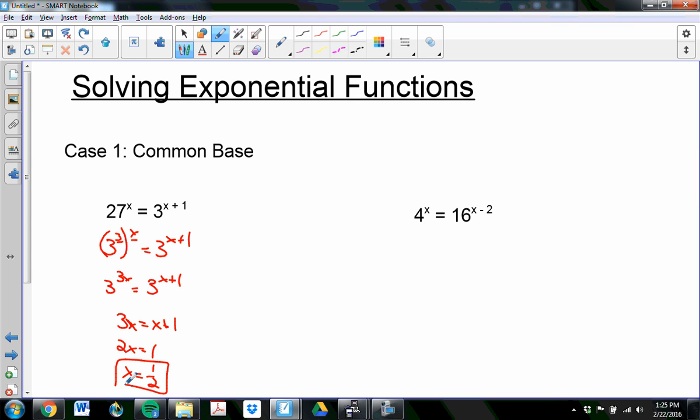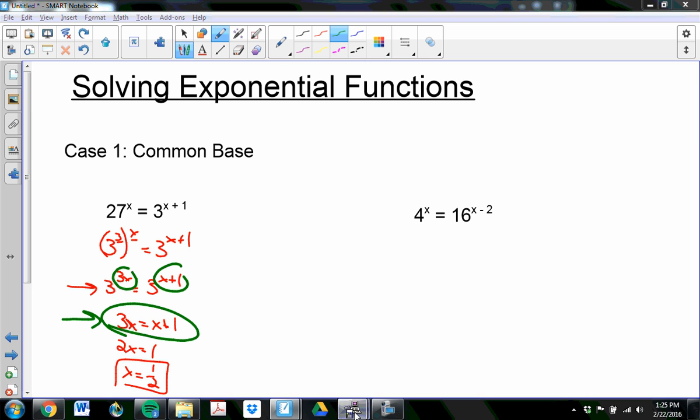Basically, the point is, if this statement is true, the only way that 3 to the 3x can equal 3 to the x plus 1 is if the powers themselves are actually equal to each other. And so we're basically logically saying, okay, if 3 to the 3x equals 3 to the x plus 1, we don't need the bases of 3. We can just compare the powers and solve from there.